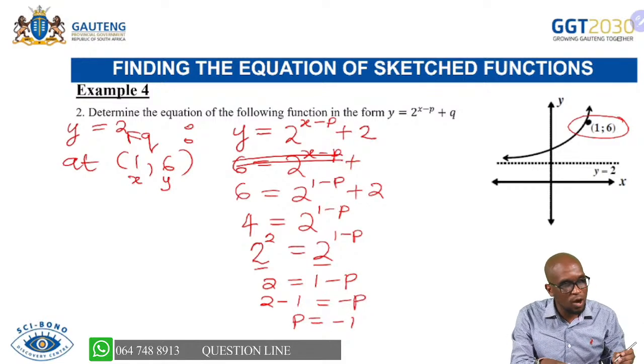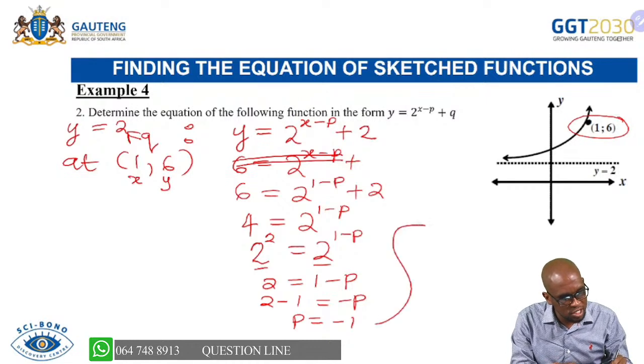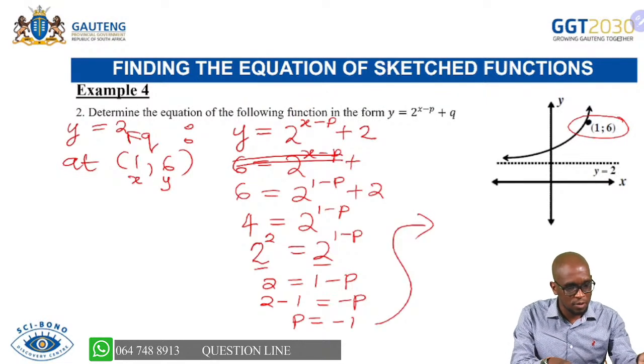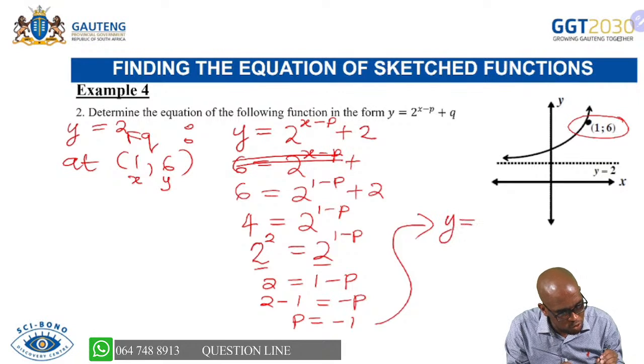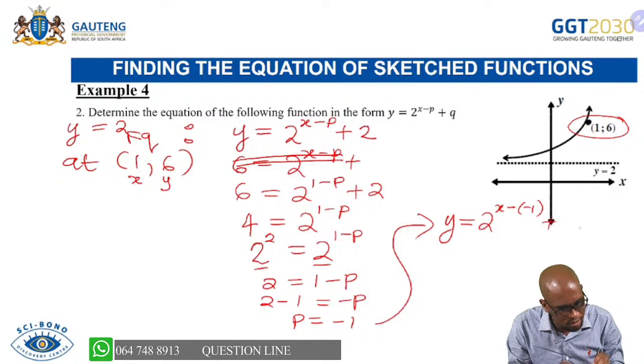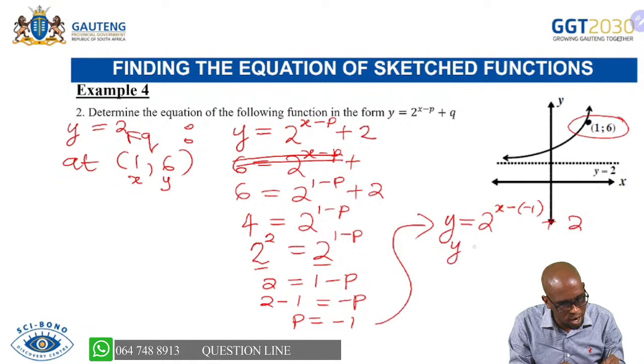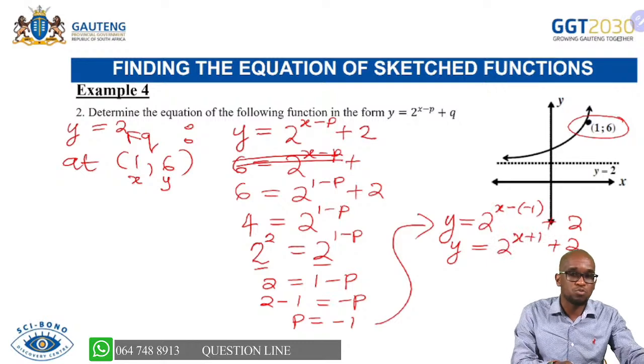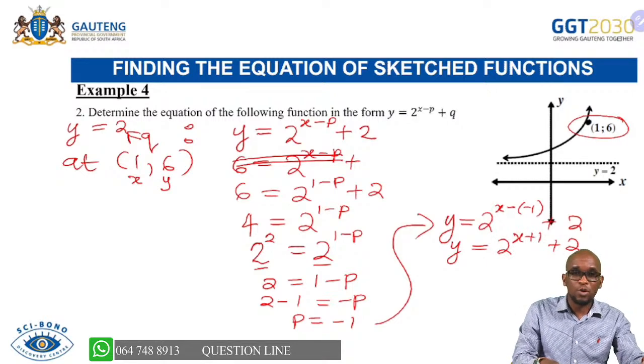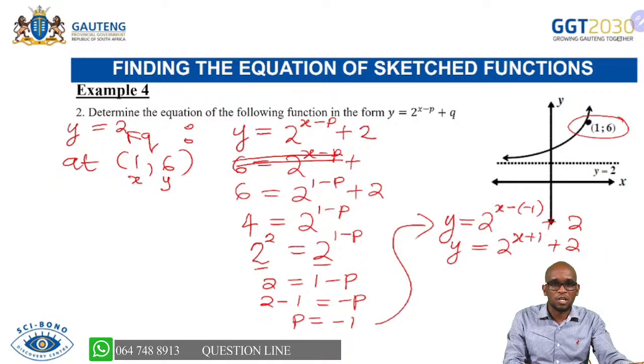If p is minus 1, then the equation would now be given by y is equal to 2 to the exponent of x. p is minus 1, so this would be minus 1, and then plus the value of q, which in this case is 2. So the equation will simplify to y is equal to 2 to the x plus 1 plus 2. So that would be the equation of the exponential function.